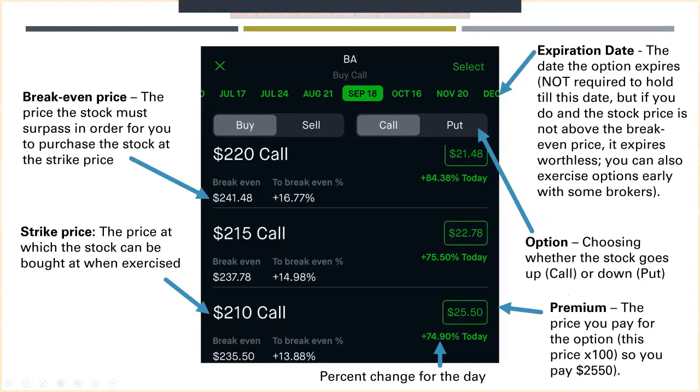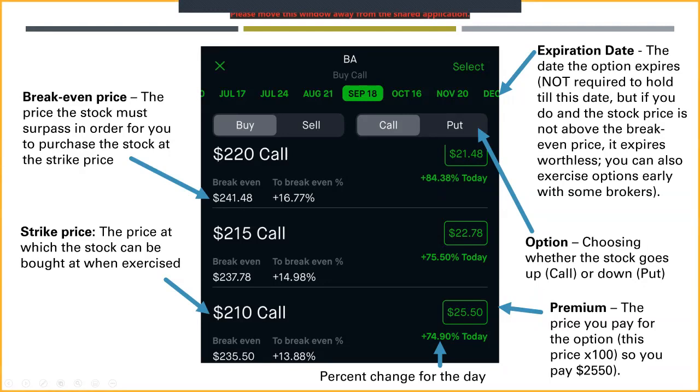So you can see on Robinhood right here, we have an example of a call, right? So this is for Boeing. You can see that we have a call, put, buy, our typical screen. So this right here is the break-even price. This is the price the stock has to surpass by the expiration date, or it doesn't even have to be the expiration date, for you to purchase it at the strike price. So this right here is the strike price, 220, right? The price that it can be bought at when exercised.